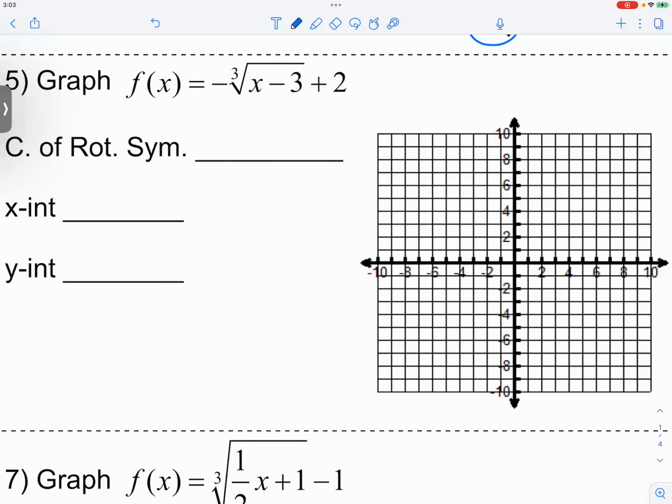Okay, for question number 5, we are going to graph the square root function, and there's a negative sitting up front. That means it's reflected over the x-axis, so the graph would look something like this. This one should be pretty straightforward, it's just (3, 2) at the center of rotational symmetry, and there's no vertical or horizontal compression or stretch.